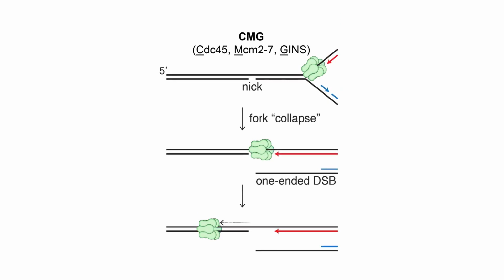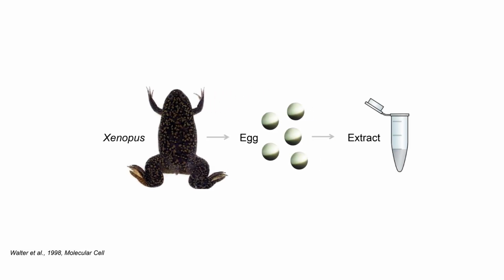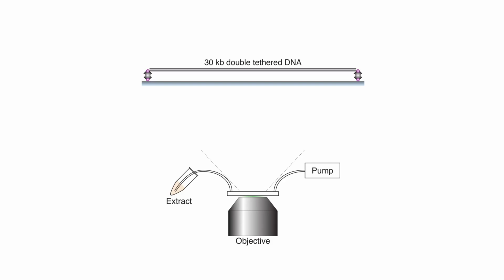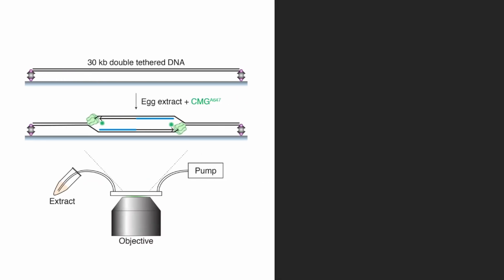To address this, Kyle Virtus, a postdoctoral fellow in my laboratory, used our favorite experimental system, Xenopus egg extracts. These extracts are special and very powerful because they will very efficiently copy any DNA that we add into the system. Kyle took a long linear piece of double-stranded DNA and immobilized it in this stretched conformation in a microfluidic flow cell, and then pumped in the frog egg extract together with fluorescently labeled CMG helicase.